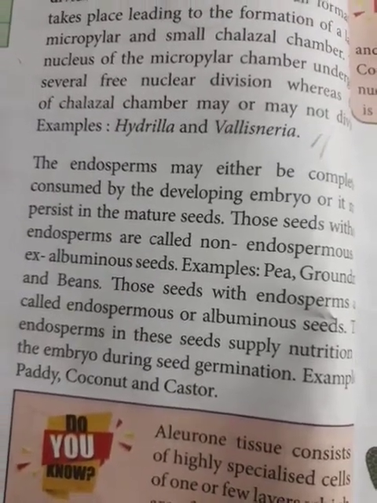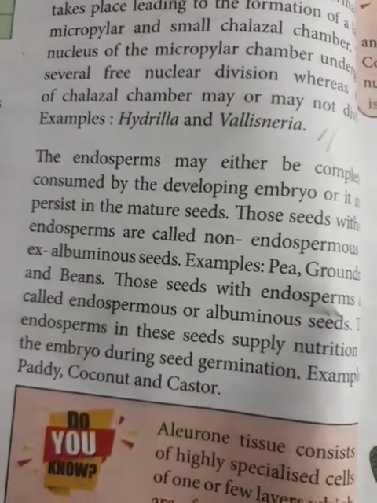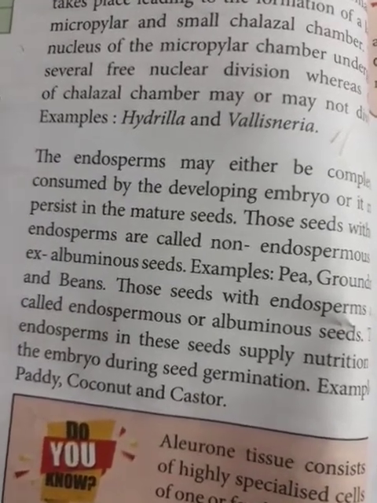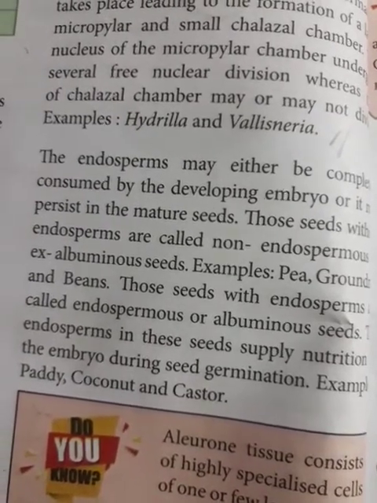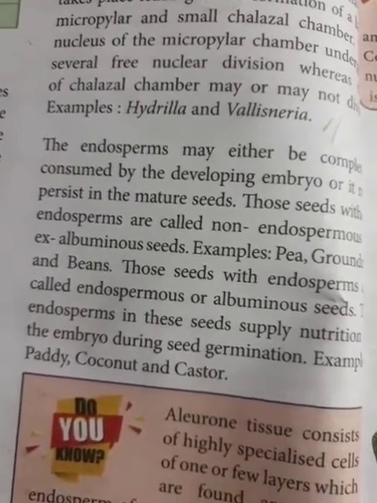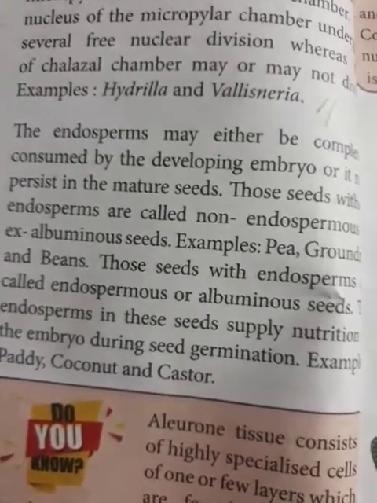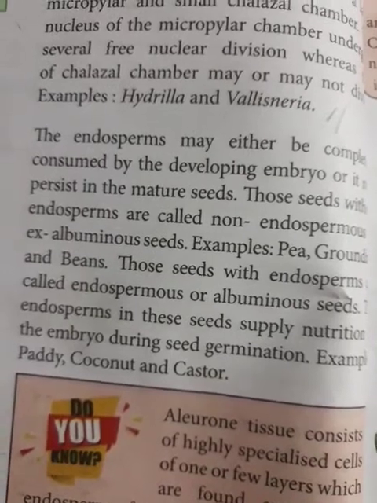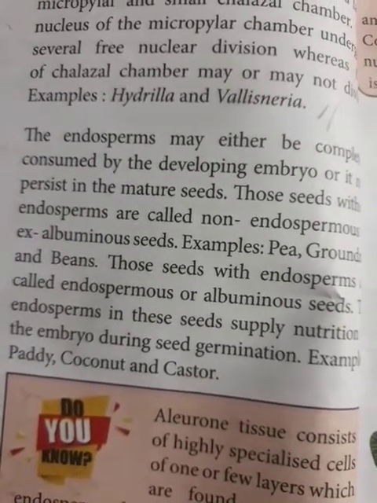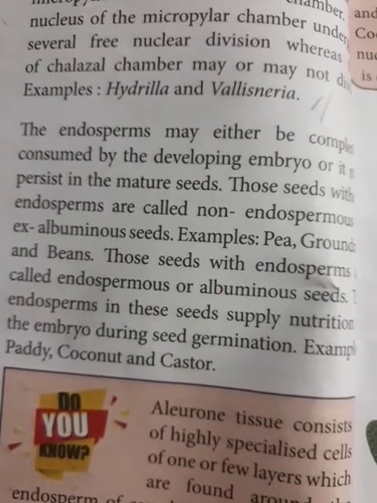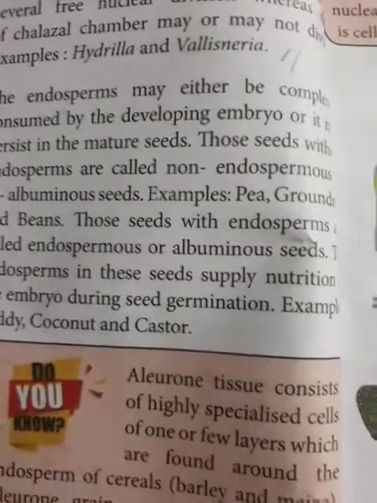And those seeds with endosperms are called endospermous or albuminous seeds. Examples we have used are all the monocot seeds, including castor, though it is a dicot seed. Now we know the function of endosperm. Its main function is to supply nutrition to the developing embryo. That is the function of endosperm.